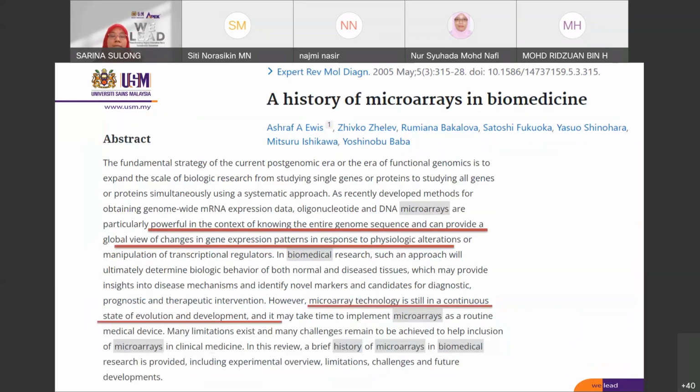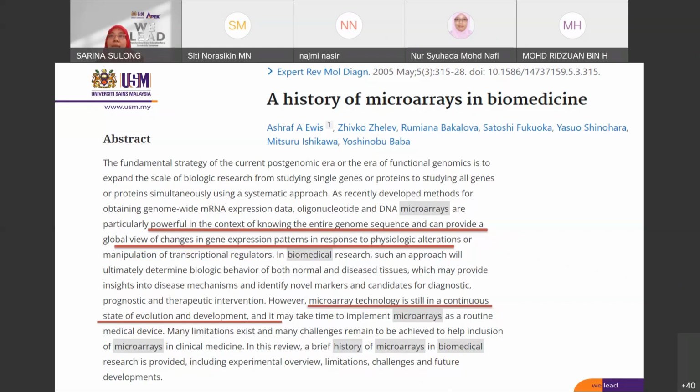Okay, this article was published in 2005, about 16 years ago. It stated that DNA microarray is particularly powerful in the context of knowing the entire genome sequence and can provide a global view of changes in gene expression patterns in response to physiologic alterations. So it was first started as gene expression profiling, and then later moved to using DNA samples.